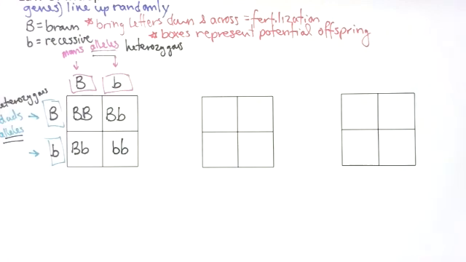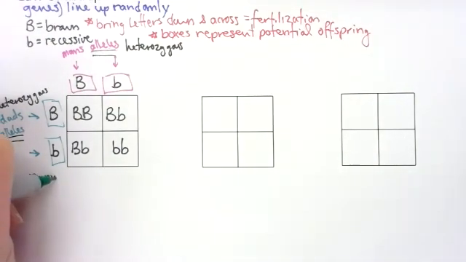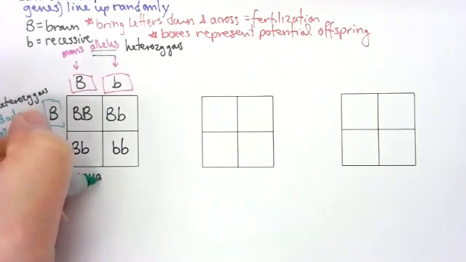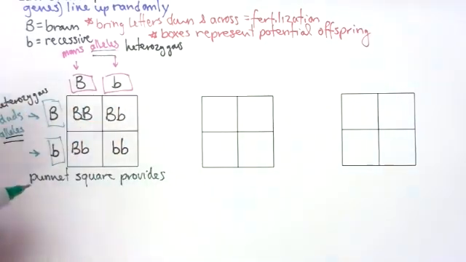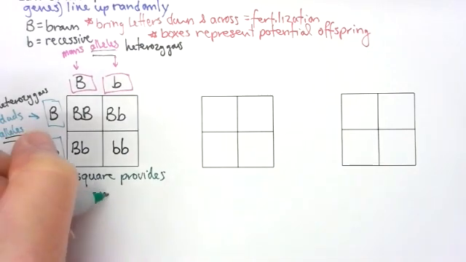This does not mean that if you have brown eyes and you're heterozygous and you marry a man who has heterozygous brown eyes, and you have 4 children, 3 of them will have brown eyes and 1 of them will have blue. This is a probability. So the Punnett square provides probable genotypes and phenotypes.